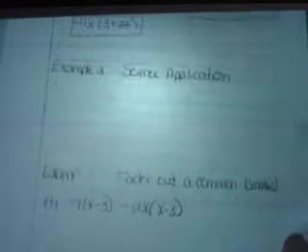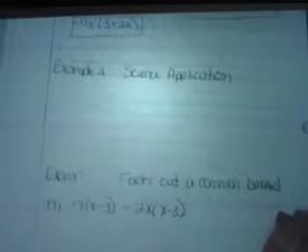Alright, now going on to the example 2 science application. It says Mandy's calculator is powered by solar energy. The area of the solar panel is 7x squared plus x.